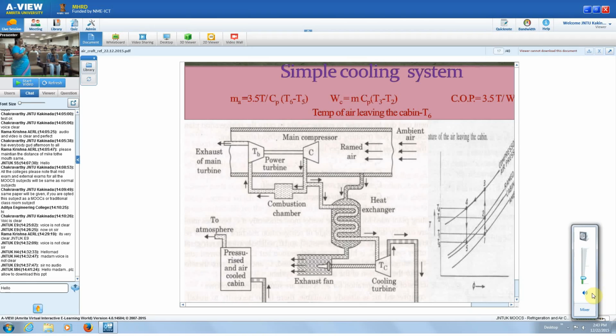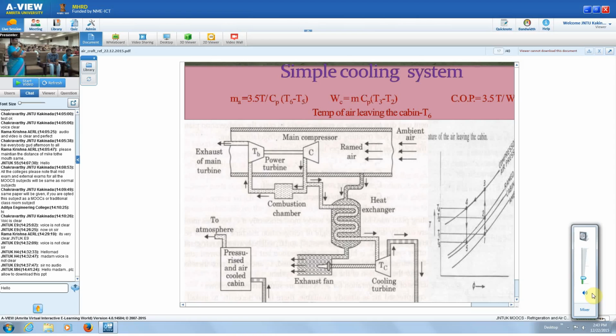In the cooling turbine, after expansion, the refrigerant is at low temperature and pressure. That is sent into the cabin to be refrigerated or cooled. So that is the pressurized, air-cooled cabin, where heat is abstracted from the cabin by means of this refrigerant at low pressure and temperature, and then it goes into the atmosphere. So that is the flow diagram.